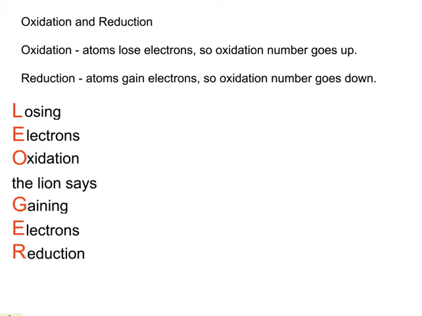Alright, so that's determining oxidation numbers. Once you know how to determine oxidation numbers, then with electrochemistry, the important thing is gaining and losing electrons and what to call that. So we have terms. Oxidation is atoms losing electrons, and reduction is atoms gaining electrons. And some of you are probably thinking, that's the stupidest thing I've ever heard. It's called reduction, but you're gaining something.